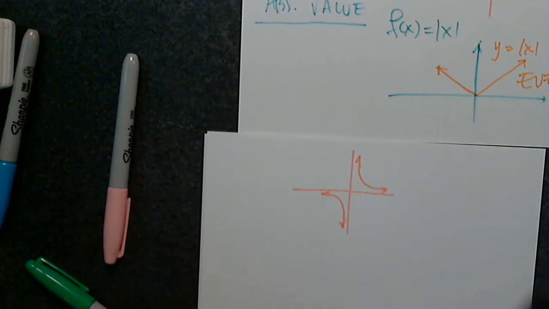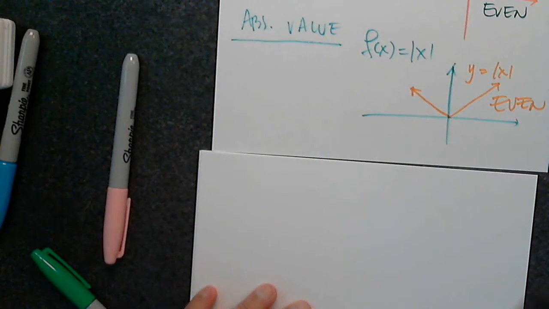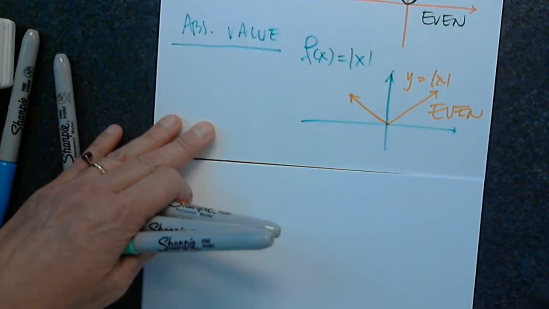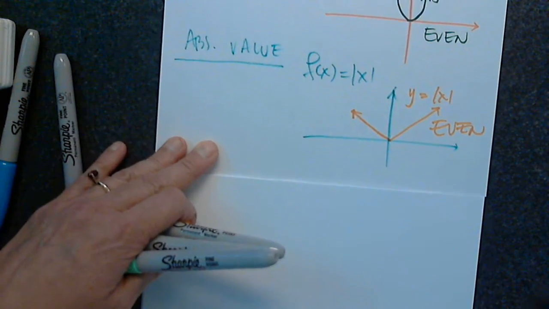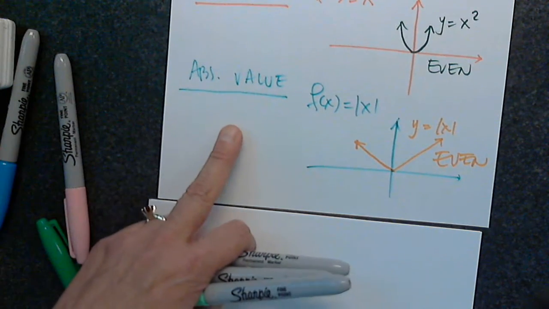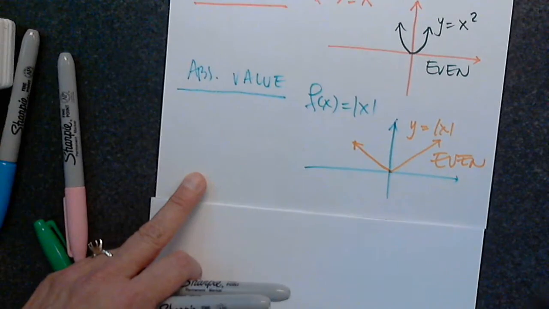Let's look next at, I'm sorry? Is this okay? Are you looking at the absolute value? Yeah. No, the quadratic. Oh, it's okay. Is that okay? Yeah.